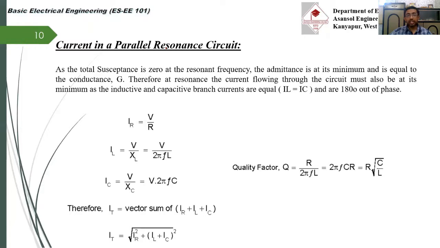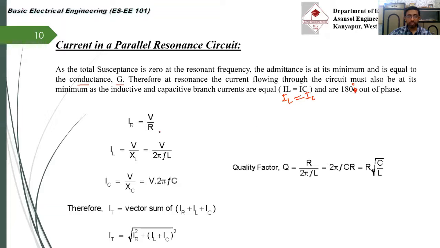In a parallel resonance circuit, the total circuit acts as only resistive in nature. So as the total susceptance is 0 at the resonance frequency, the admittance is at its minimum and it is equal to the conductance G. Therefore, at resonance, the current flowing through the circuit must also be at its minimum, as the inductive and capacitive branches are equal. That means IL equals IC and both will cancel out each other and are 180 degrees out of phase, right?